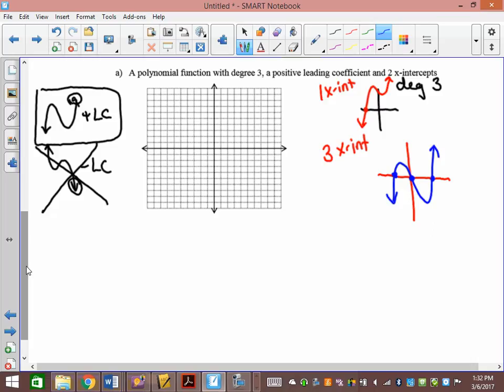One of them is going to have to bounce on the x-axis. One of them is going to have a tangent point on the x-axis. Tangent point means it just touches. So you have 2 x-intercepts, but just at that one spot.